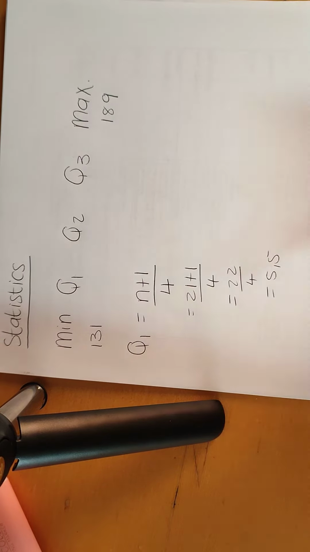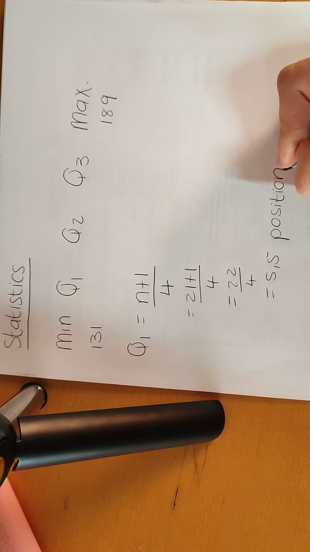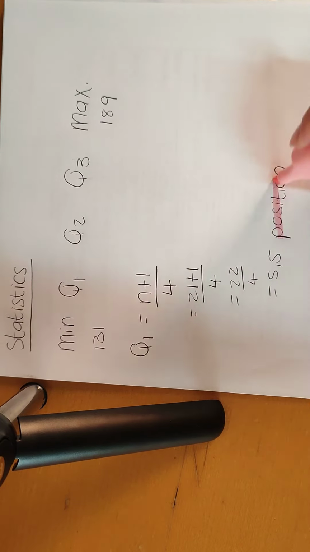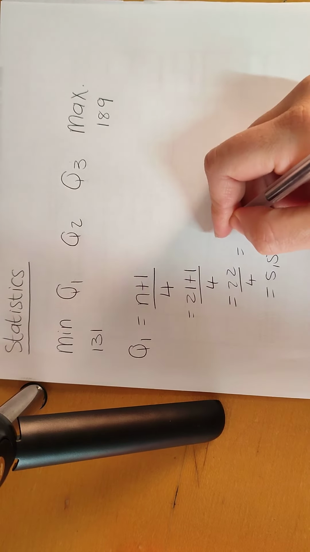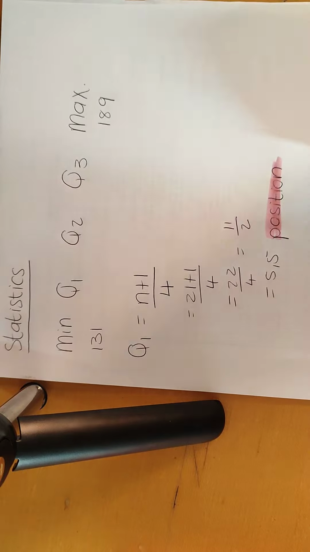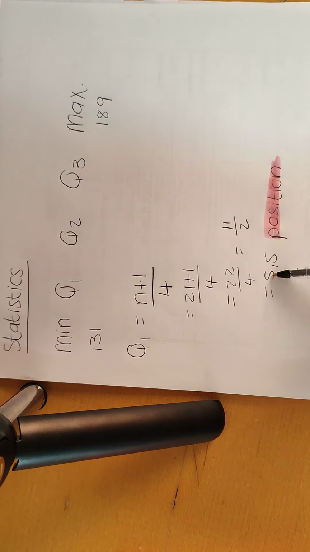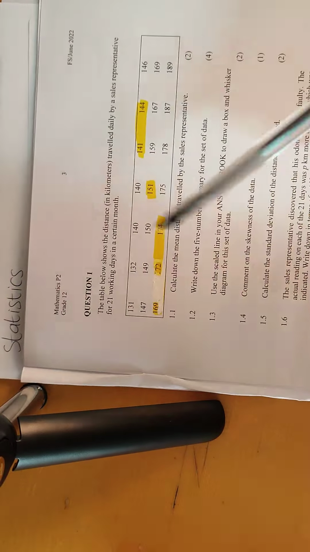Now guys, this isn't your answer. This indicates your position within the data set. This is very important that you guys have to realize that this is the position. This is not the answer. A lot of you also simplified this to 11 over 2. This isn't your answer. This only indicates your position. Now 5,5 means that it's not an exact position. It lies between the 5th and the 6th position, and that's why I highlighted it here.